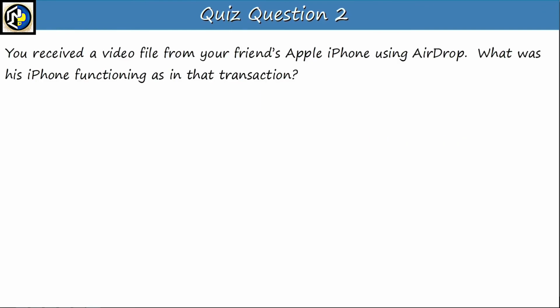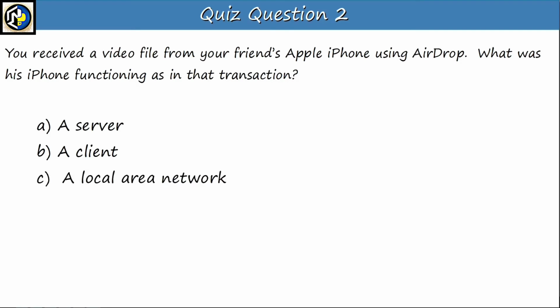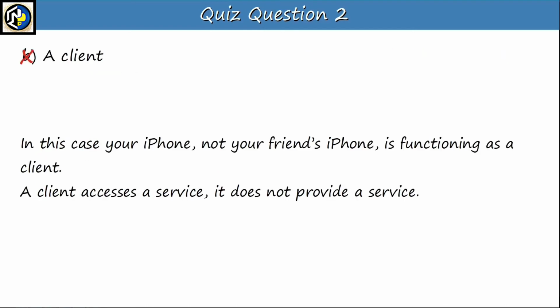Okay, let's go on to the next question. You received a video file from your friend's Apple iPhone using AirDrop. What was his iPhone functioning as in that transaction? A. A server, B. A client, or C. A local area network? Pause the video to think about your answer. The answer is A. A server.